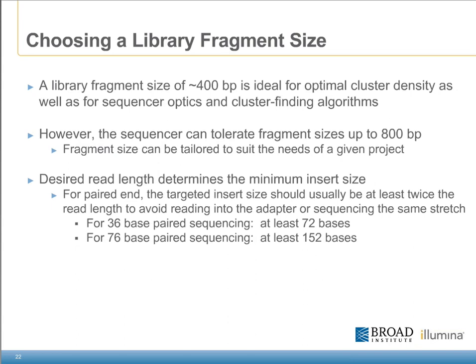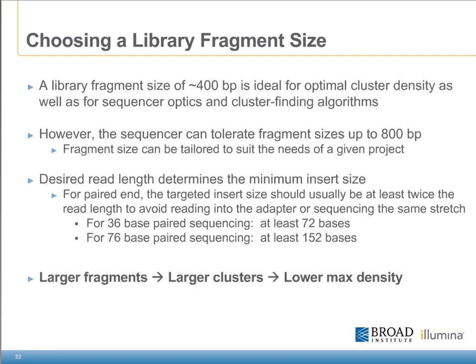But something to keep in mind is that your insert size is dependent on your read length. For long read lengths, you don't want an insert size that's too small because you're either going to read into your adapter on the other side or you're just going to read the same piece of DNA in both directions. So for 36 paired sequencing, your insert should be at least 72 bases, if not greater. And for 76 paired, it should be at least 152. Just something to keep in mind to make sure that your paired sequencing is actually getting you what you want.